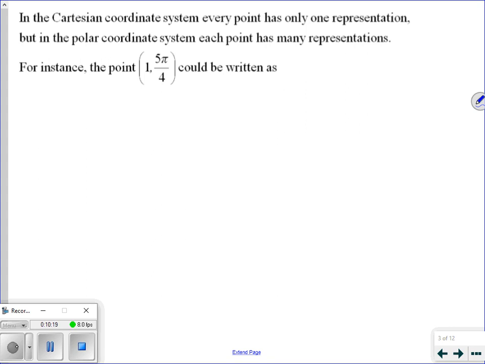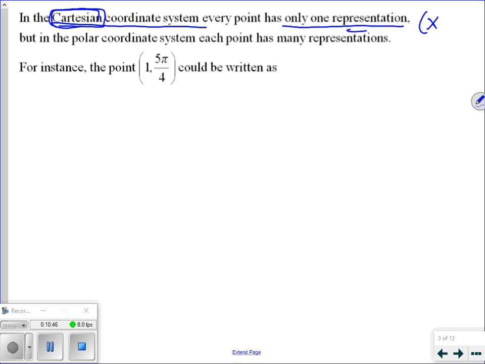All right, I love this question here. It says, in the Cartesian coordinate system, let's stop right there. You're probably like, what the heck is the Cartesian coordinate system? The x and y coordinate plane that you're used to graphing in rectangular calculus, that x-y coordinate plane is called the Cartesian coordinate system. I think it was named after some dude, I really don't know, but it's called the Cartesian coordinate system. Every point has only one representation, right?